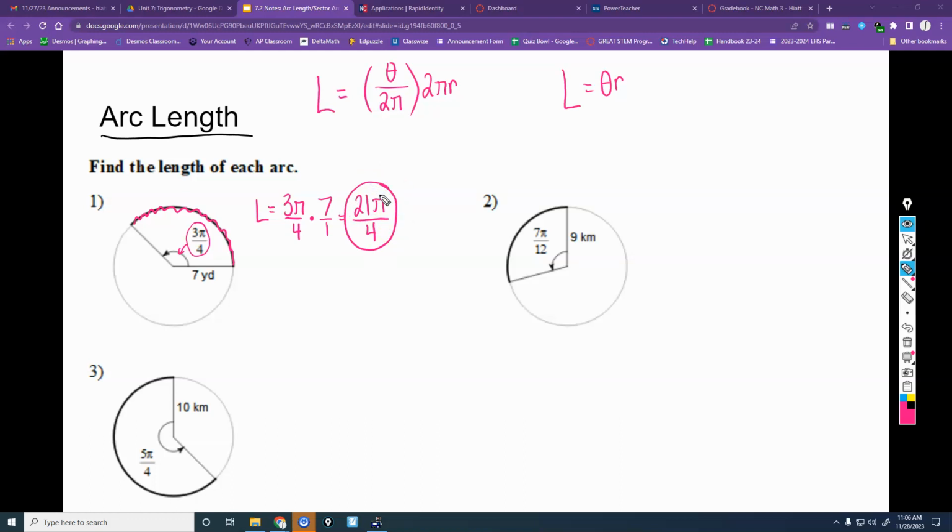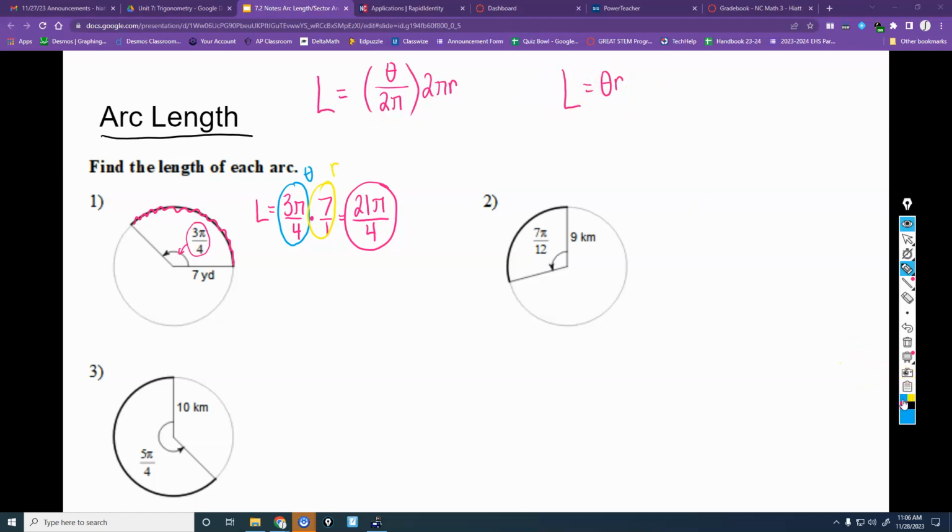The angle is the one with the pi. Yes. Yeah, this is the short one. This is your angle. That's your theta. And the other one right here is your radius. That 7 is your radius. It is definitely easier to use that.